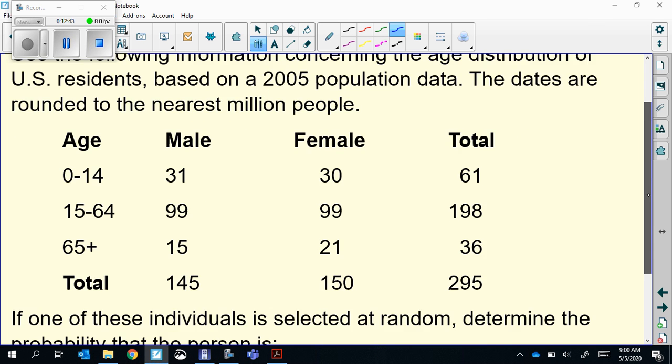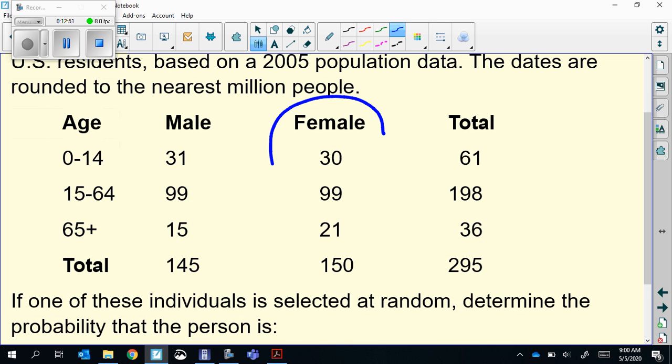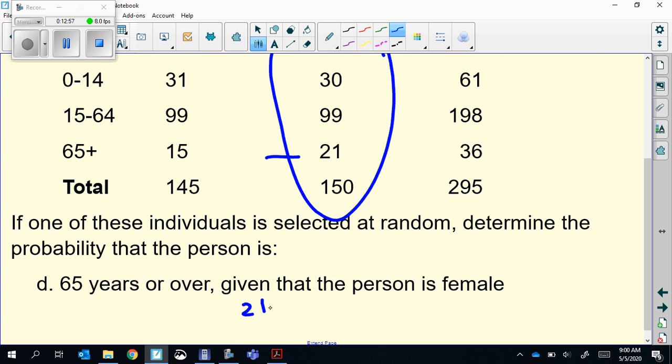All right, same situation. It's the probability that they're 65 or over given they are female. So given female, 65 or older would be 21 out of 150. Again, those can be divided by 3, so that's 7 out of 50. And that's it.